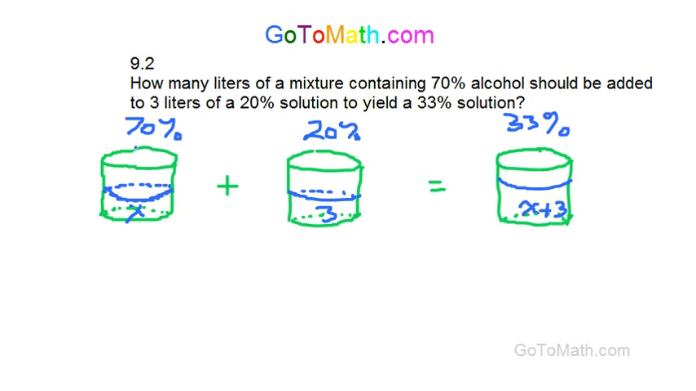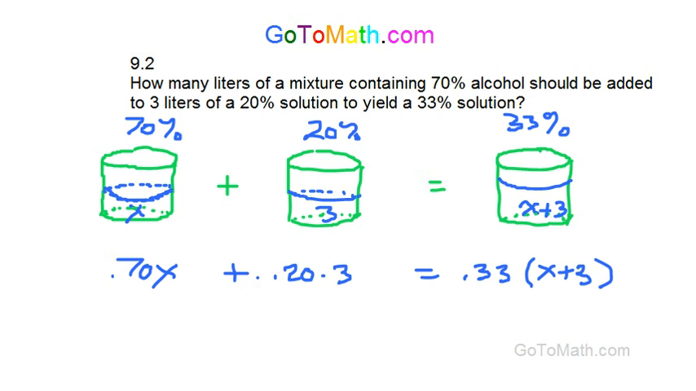Let's write up an equation. We'll convert these percentages to decimals. So we're going to have 70% X plus 20% times 3 is equal to 33%, and of course this is X plus 3. Now we have an equation with only one variable, and all we have to do now is solve for X in this problem. So that shouldn't be too difficult to do.